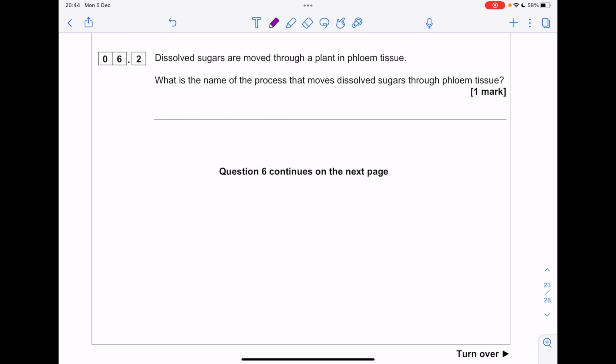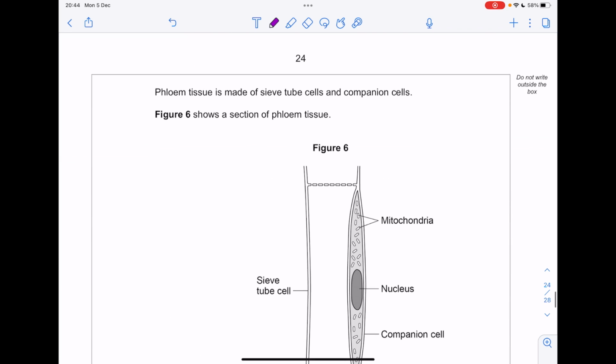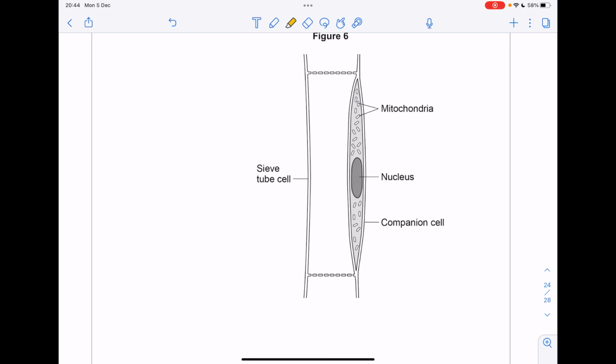Dissolved sugars are moved through a plant in the phloem tissue. What is the name of the process that moves dissolved sugars through phloem tissue? You need to learn that. It is translocation. That means the movement of sugars in a plant from source to sink. Phloem tissue is made of sieve tube cells and companion cells. So the sugar moves in both directions inside that phloem. Remember, mitochondria are there to carry out respiration, to release energy.